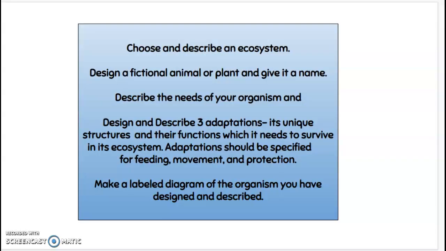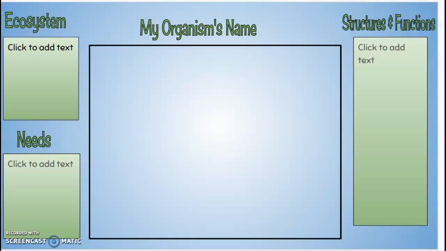Then this is the graded part. You still have to do the other part though. It says choose and describe an ecosystem. Design a fictional animal or plant and give it a name. Fictional. This is not one that you just Google and do yourself. Describe the needs of your organism and design and describe 3 adaptations, so its unique structures and their functions which it needs to survive in its ecosystem. Adaptations should be specific for feeding, movement, and protection. Make a labeled diagram of the organism you have designed and described.